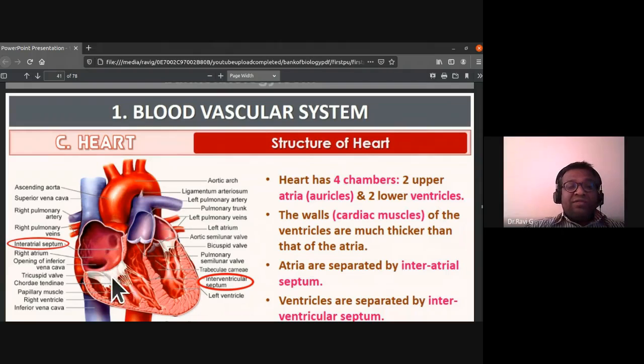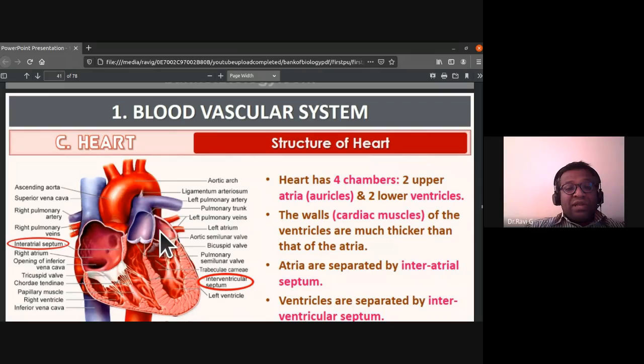There is a valve between the right auricle and the right ventricle. You should remember it as RT, or R square T. T stands for tricuspid valve. This tricuspid valve prevents the backflow of blood. Similarly, the pulmonary artery also has the semilunar valves. They prevent the backflow of blood. That is the main function of these valves.